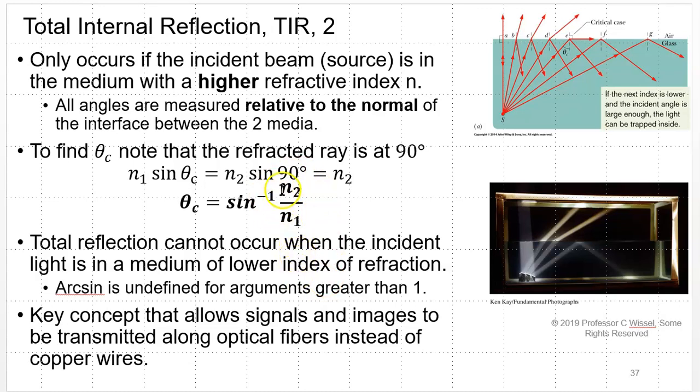So if you have N2 greater than N1, you've got a problem. You have to have N1, which is the incident medium, where the light's coming from, where the source is, N1 has to be greater than N2. And this actually is useful. That's how fiber optic cable works. So be very careful with this. You might want a sticky note on this.